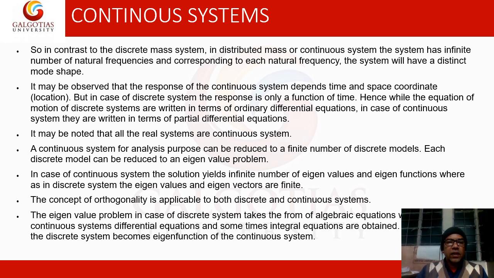Each discrete model can be reduced to an eigenvalue problem. In the case of a continuous system, the solutions yield an infinite number of eigenvalues and eigenfunctions, whereas in the discrete system, the eigenvalues and eigenvectors are finite. The concept of orthogonality is applicable to both the discrete and continuous systems. In the eigenvalue problem, the case of the discrete system takes the form of a higher algebraic equation, and that equation will be given in the next slide.